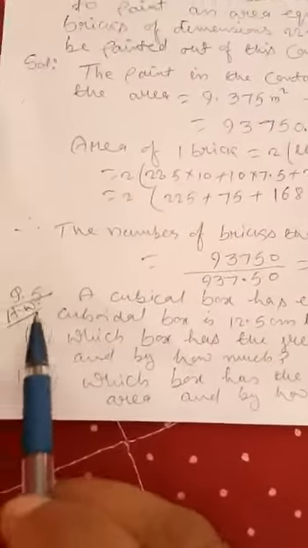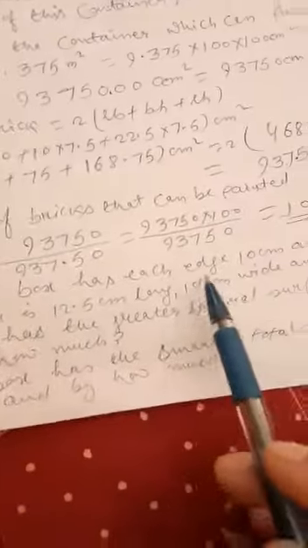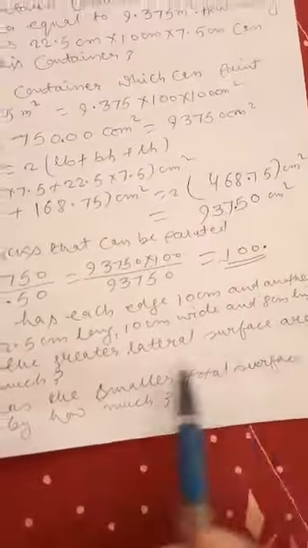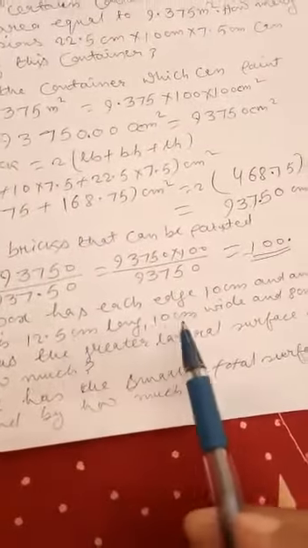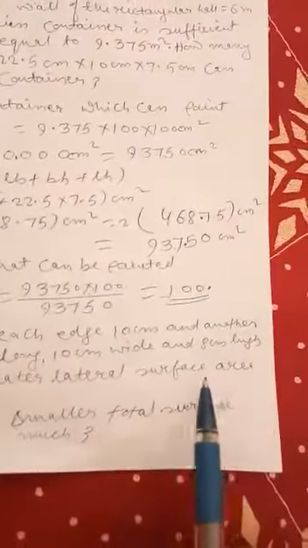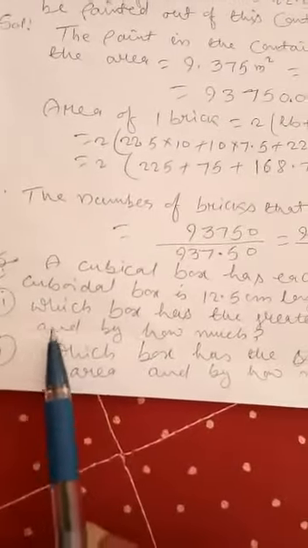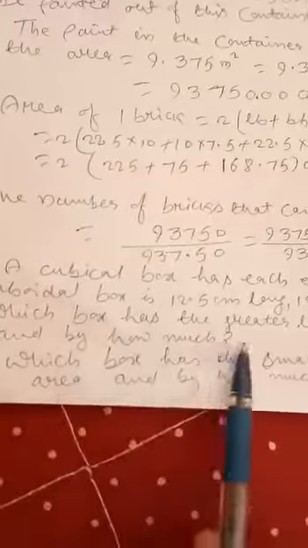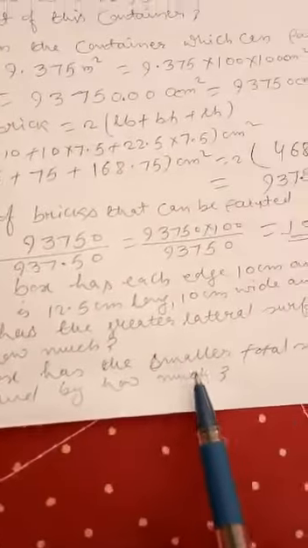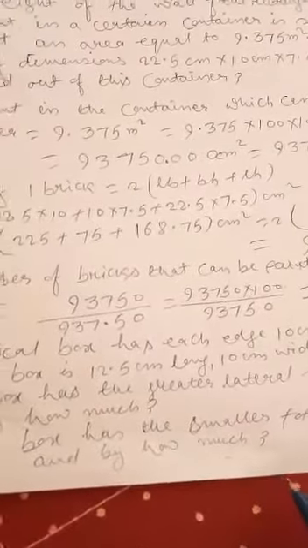Dear students, one question I am giving as a homework, question number 5. A cubical box has each edge 10 centimeter and another cuboidal box has 12.5 centimeter long, 10 centimeter wide and 8 centimeter high. Which box has the greater lateral surface area and by how much? And which box has the smaller total surface area and by how much? This question you will do as homework.